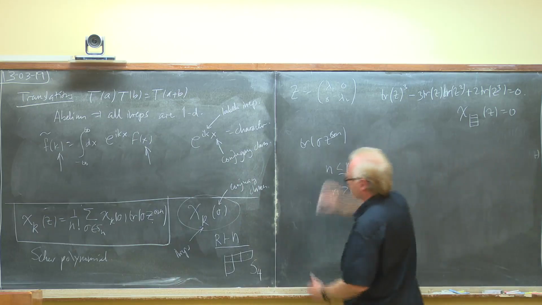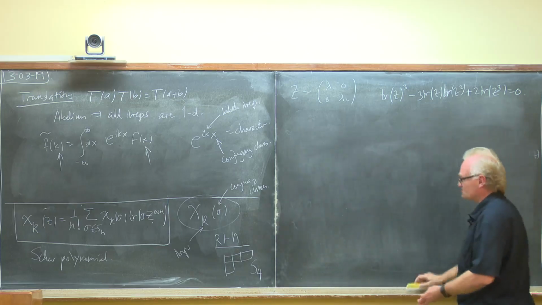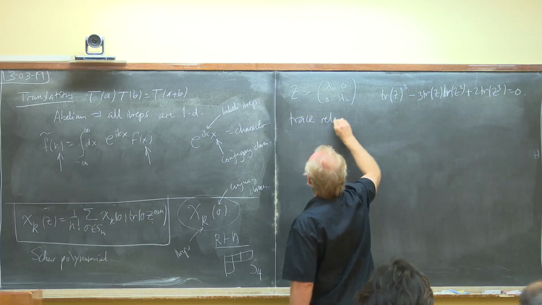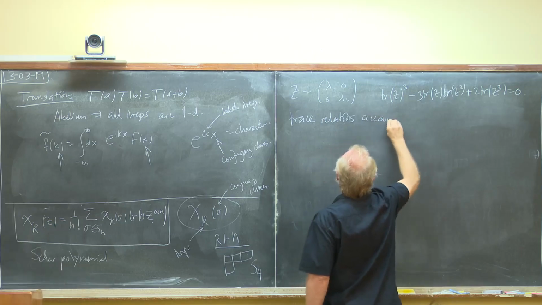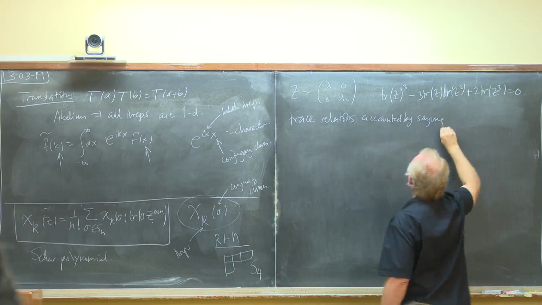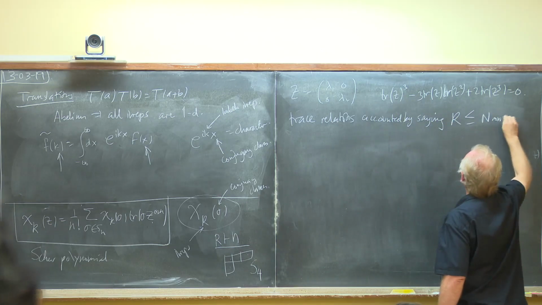So trace relations are accounted for by saying R has less than or equal to N rows.